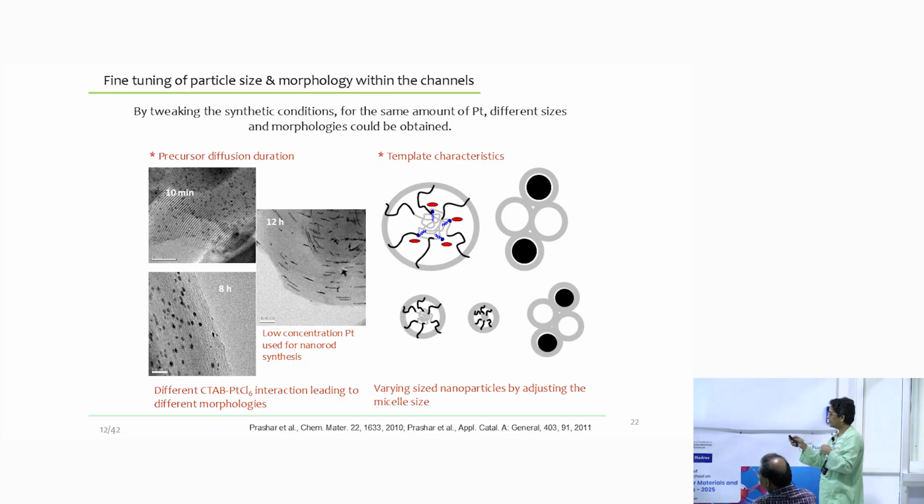If you are interested, you can just see this Chemistry of Materials paper. There we did a lot of diffusion NMR to understand how the particles are diffusing through that. Because of the diffusion effect, we could get the shape morphology. And also by changing the template characteristics, template size variation, we could go from 8 nanometer to 5 nanometer to 2 nanometer. Like that, we could get very good control of particle size.